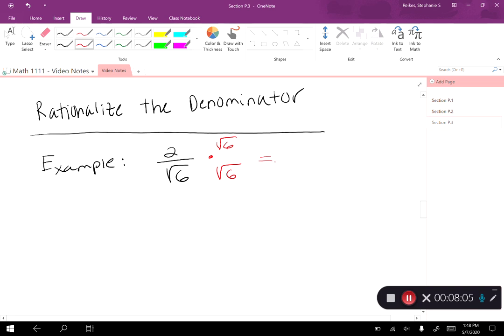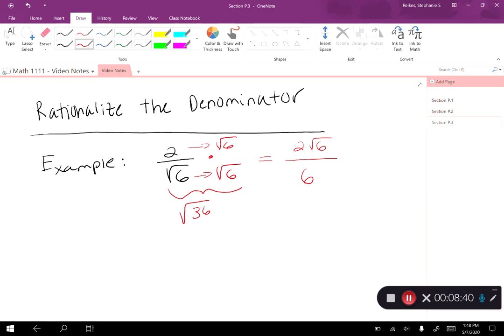And then multiplying fractions, I multiply straight across. A whole number times the square root remains side by side. So 2 times square root of 6 is 2 square roots of 6, all divided by, and now, square root of 6 times square root of 6. 6 times 6 is 36. Square root symbol is still there. And square root of 36 is 6. So that gives me 2 square roots of 6 over 6.